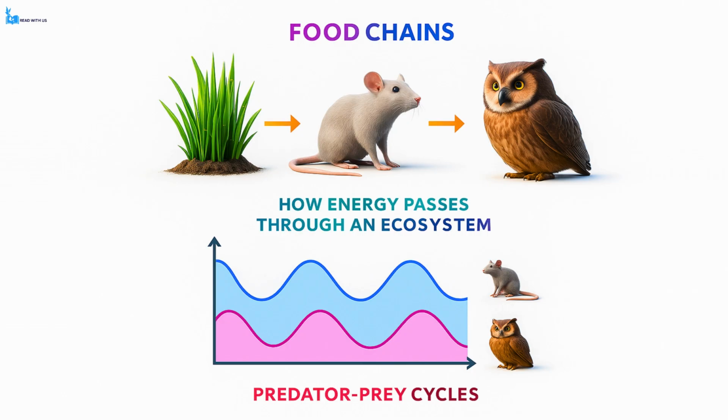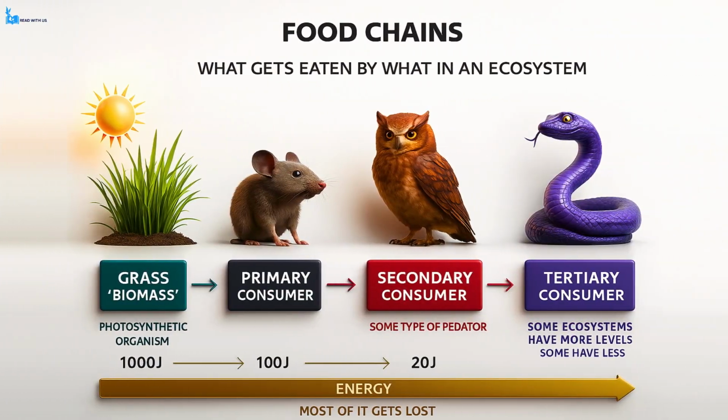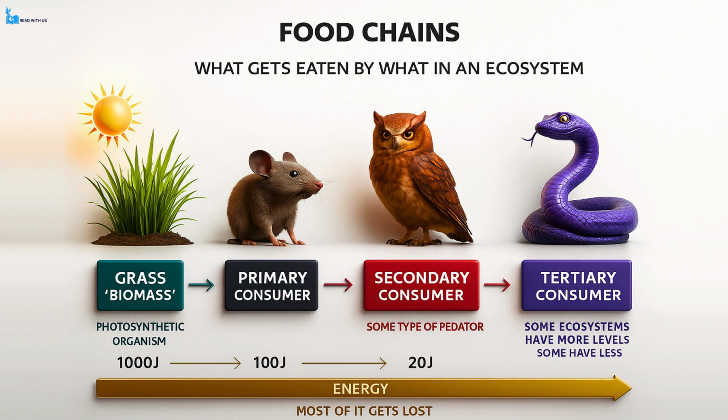In today's discussion, we are going to explore how energy moves through an ecosystem, and we will do this by looking at food chains, ending with an understanding of predator and prey cycles. A food chain is a simple way to represent who eats whom in a particular ecosystem. It is essentially a simplified version of a food web, as it does not include all the complex interactions among species, but instead focuses on a single linear sequence of feeding relationships.